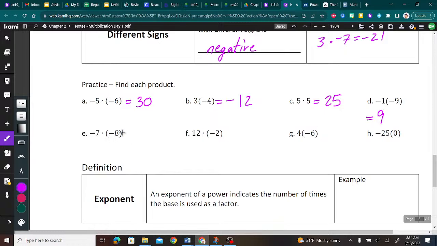Letter E, same signs, so our answer is positive. 7 times 8 is 56. Letter F, different signs, our answer is negative. 2 times 12 is 24. Different signs, our answer is negative. 4 times 6 is 24. Different signs, but also no sign, so yeah. Anyway, it's 0, and 0 is without a sign.